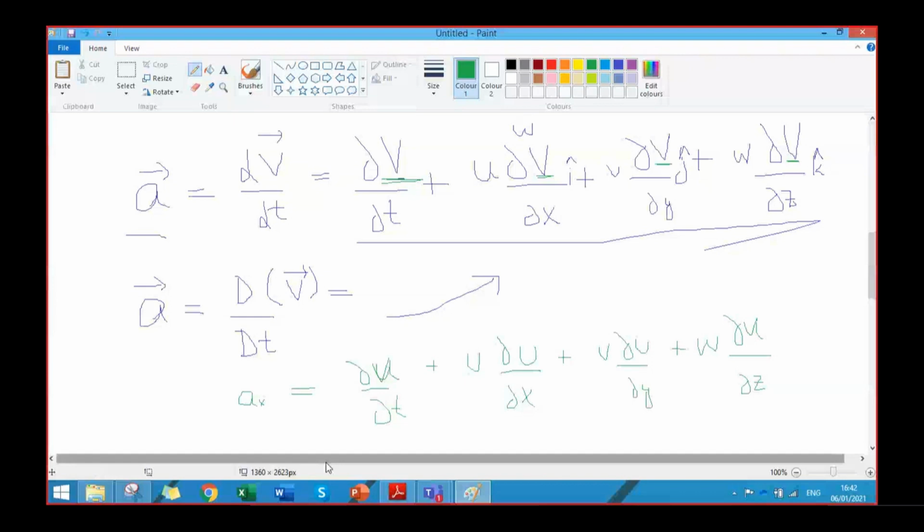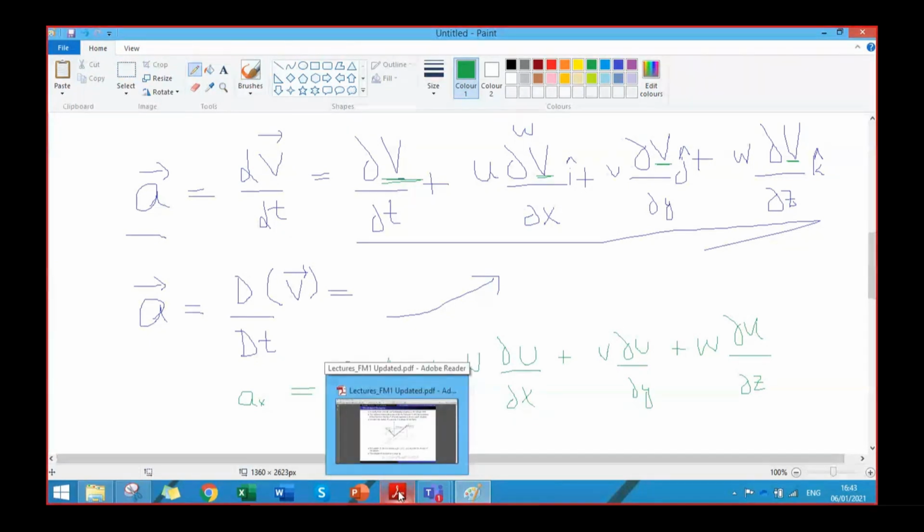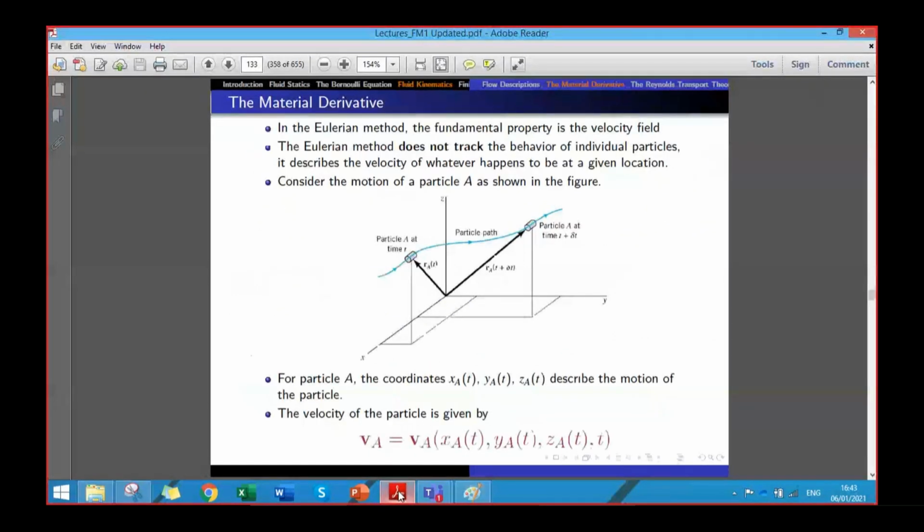Similarly, when you are asked to calculate the y component, you will replace capital V with small v. Similarly, if you want to calculate the z component, you will replace capital V with w. Okay? Yes, sir. Clear.